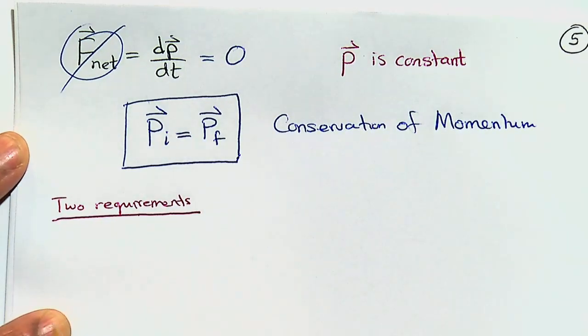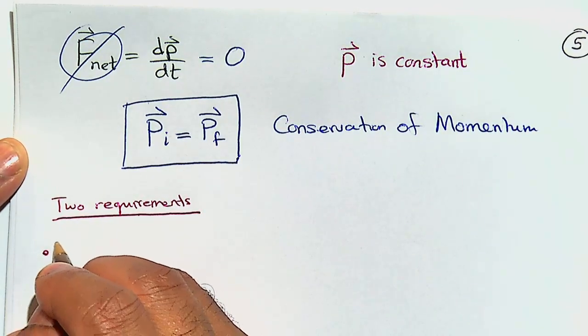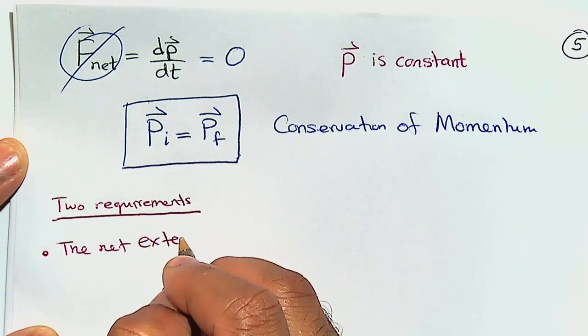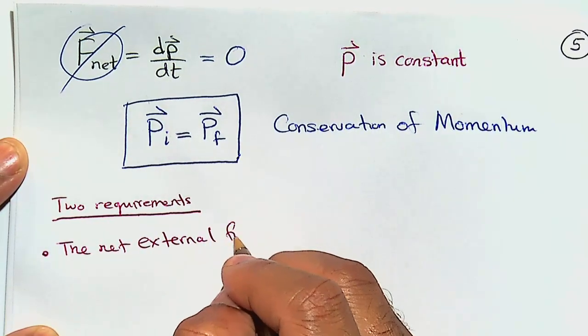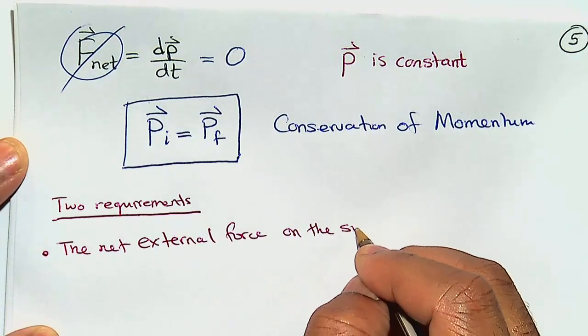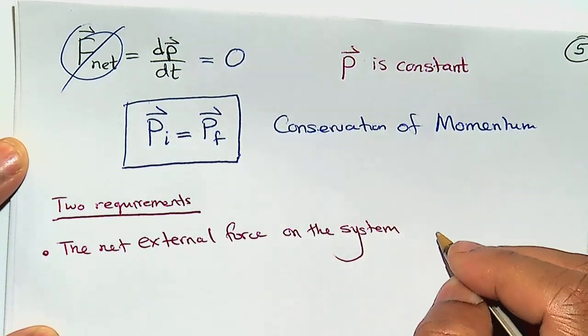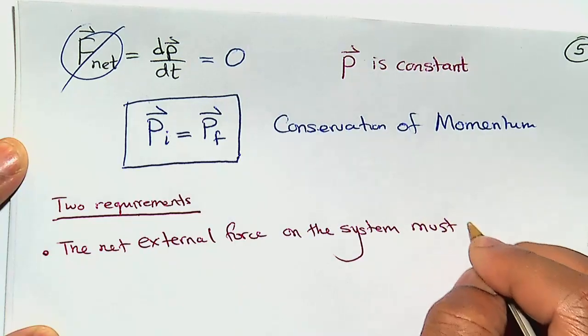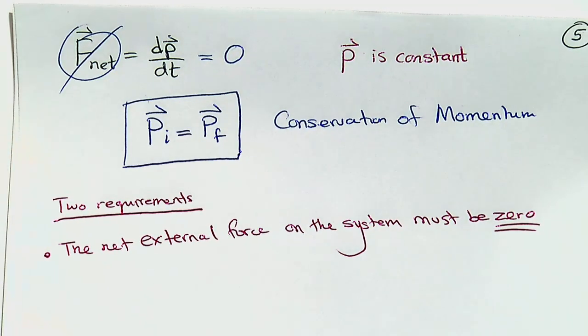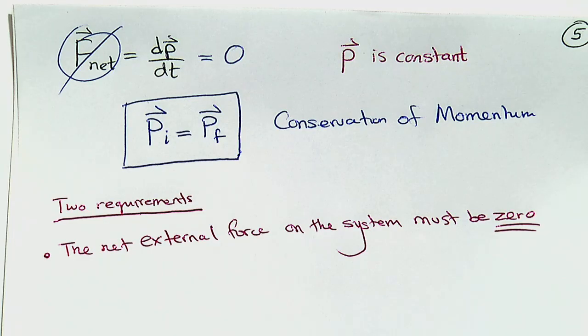Okay. One, we have already stated, right? The net external force on the system must be zero, right? That's how we got here in the first place. It can't have a net external force on the system. If it did, it changes momentum.